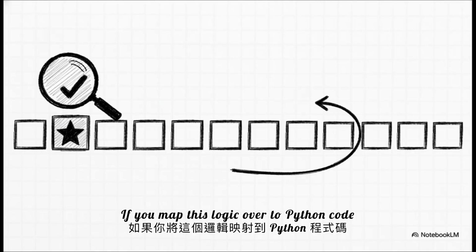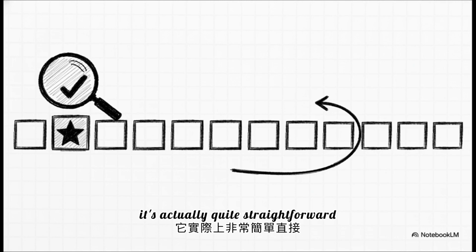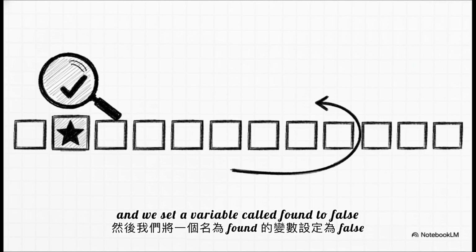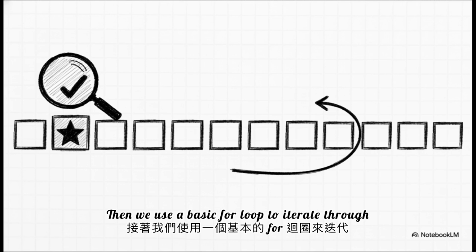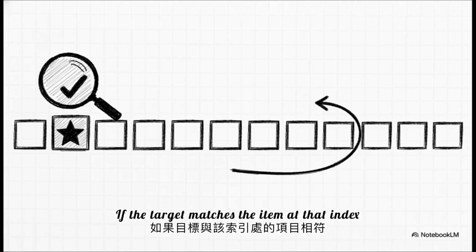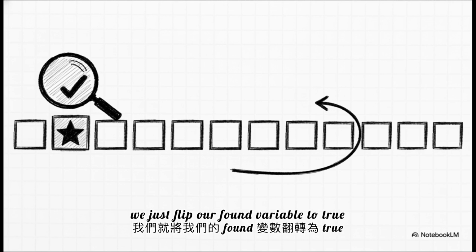If you map this logic over to Python code, it's actually quite straightforward. We take our target input, and we set a variable called found to false. Then we use a basic for loop to iterate through every single index in the list. If the target matches the item at that index, we just flip our found variable to true.